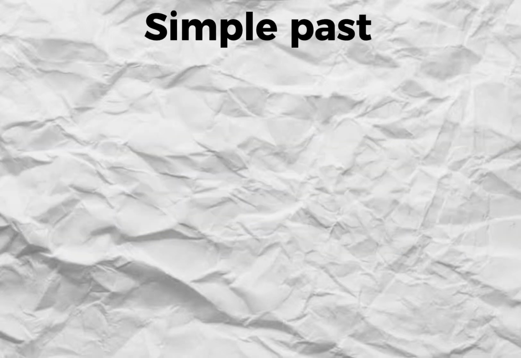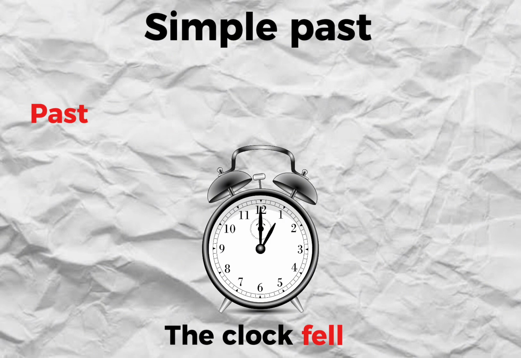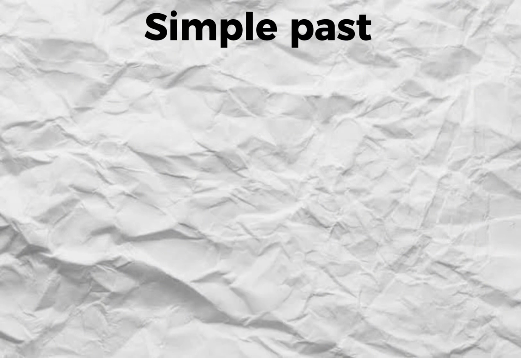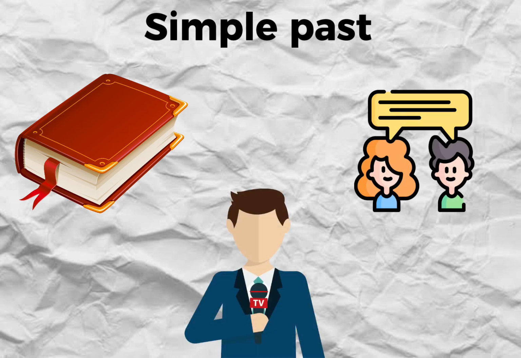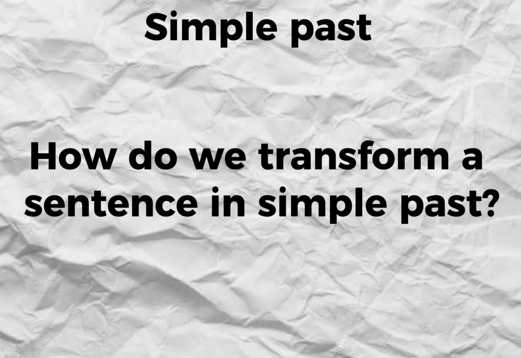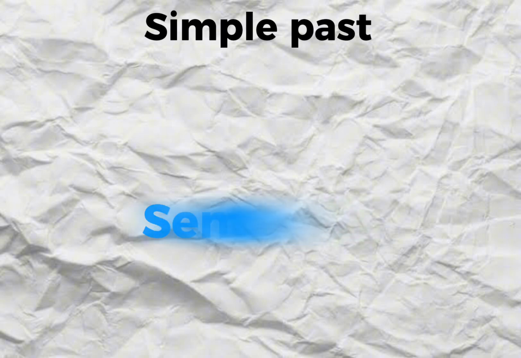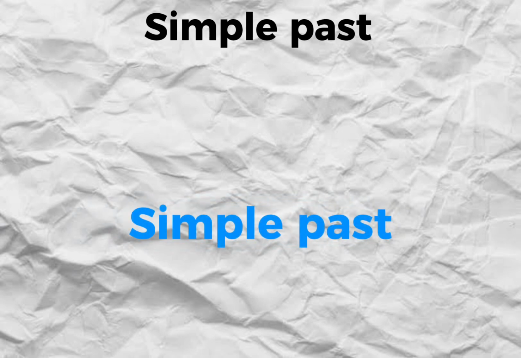The simple past is a verb tense used to describe actions that happened and were completed at a specific time in the past. It is commonly used in storytelling, conversations, and reports about past events. To transform a sentence in simple past, we have to follow the next steps.